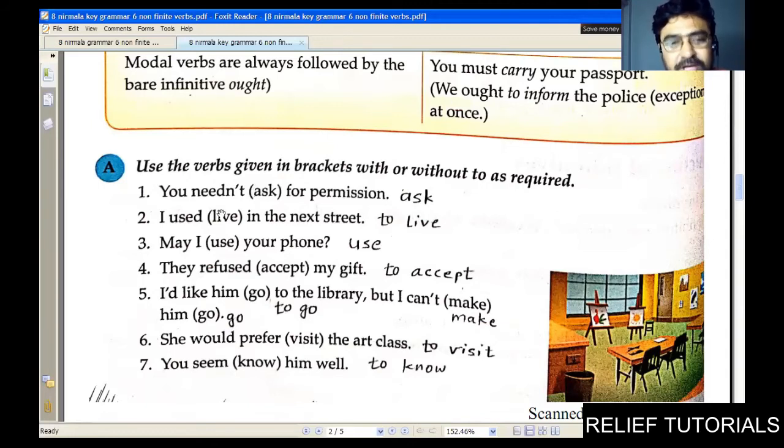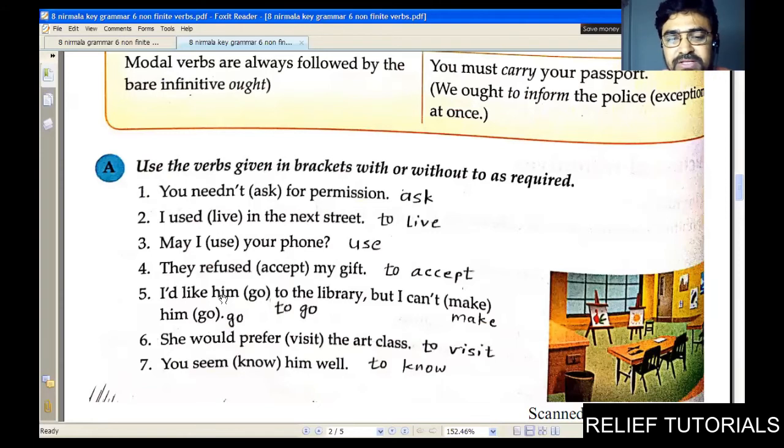I used to leave. May I use only "may", because "may" is a modal auxiliary. They refused to accept. Refused for what purpose? To accept, a full infinitive. I would like him to go on the holiday, but I can't make him go.